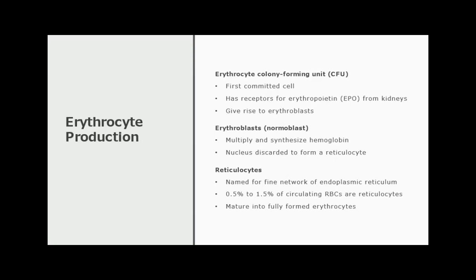Next, after erythroblasts, we have reticulocytes. Okay, so within the erythroblasts, you have a fine network of that endoplasmic reticulum. This we see in about 1.5% of all red blood cells. So they're kind of like the adolescence of the red blood cells. And they're floating around. And then at the end of that 3 to 5 day period, they are fully formed, mature erythrocytes. Yes.